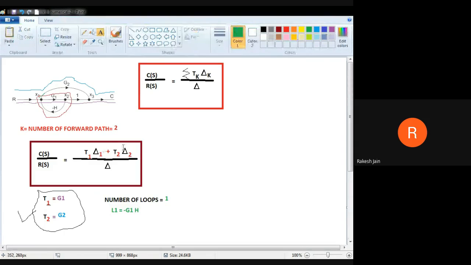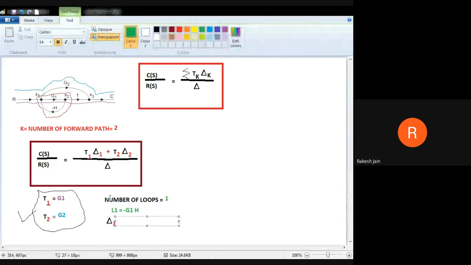Now what is the next step? Find out the value of del 1 and del 2. Now what is the rule to find out the value of del 1 and del 2? Del 1 is for the loops which do not touch the first forward path. Here only one loop is there, so check whether this loop touches the first forward path or not. The first forward path is G1, the purple color in the diagram, 1 into G1 into 1 into V3. So this loop is over there, it touches the forward path, so the value is 1.